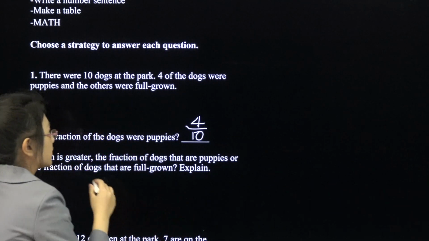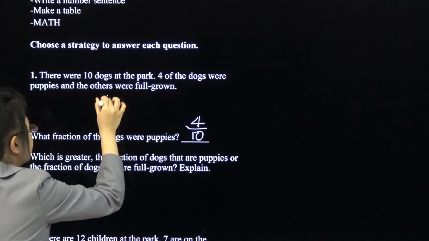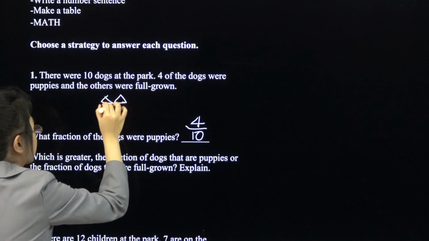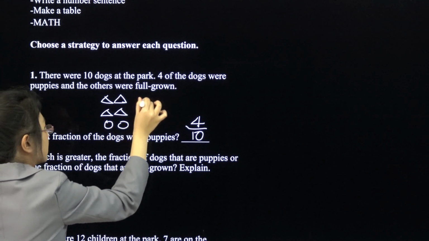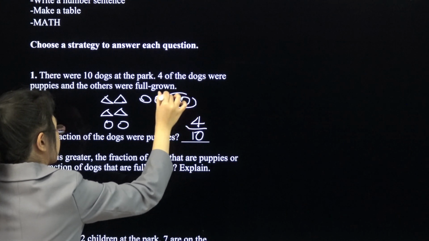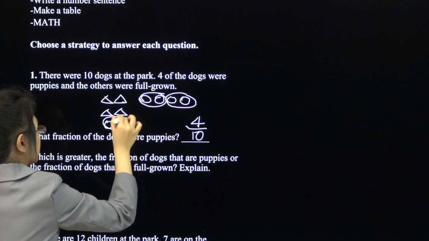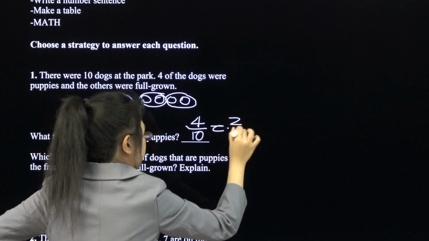Now, I'm just going to show this in a picture, but if there's 4 out of 10 total, then you could technically just have 2 over 5.